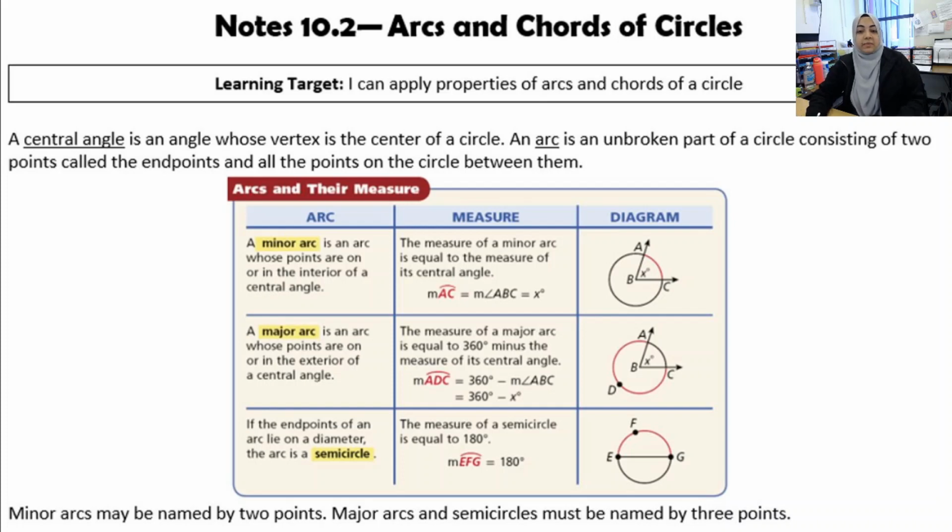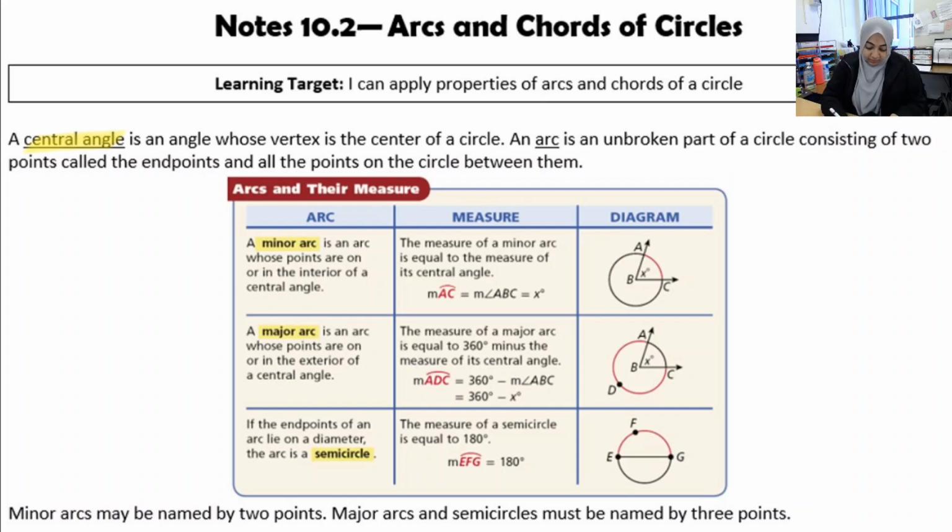Let's now talk about arcs and chords of circles. So we're going to be talking about how to find those measurements and lengths. It says a central angle is an angle whose vertex is the center of the circle.